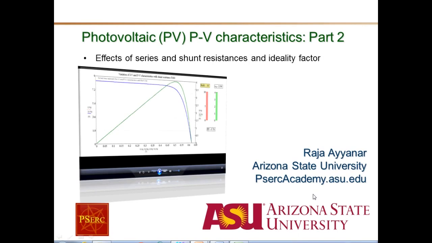In part 1, we obtained the basic power voltage curves from the PV cell model and described the maximum power point. In part 2 here, we will discuss the effects of the series and shunt resistances of the PV cell on the power voltage characteristics and also on the maximum power. We will also study the effect of this diode non-ideality, indicated by the ideality factor A, also on the PV power voltage characteristics.